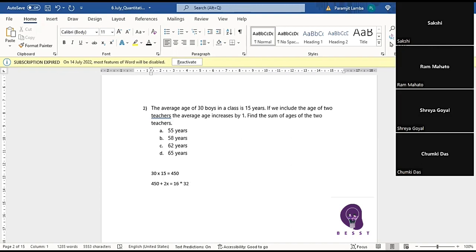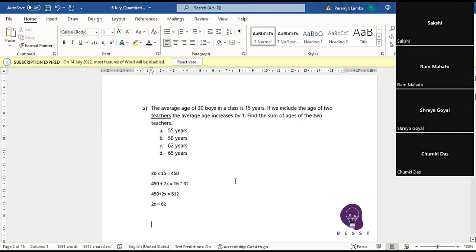Then sir, 450 plus 2x equal to 512. Then 2x will be 62. So the sum of ages of the two teachers is 62. Another way to do this, has everyone understood?